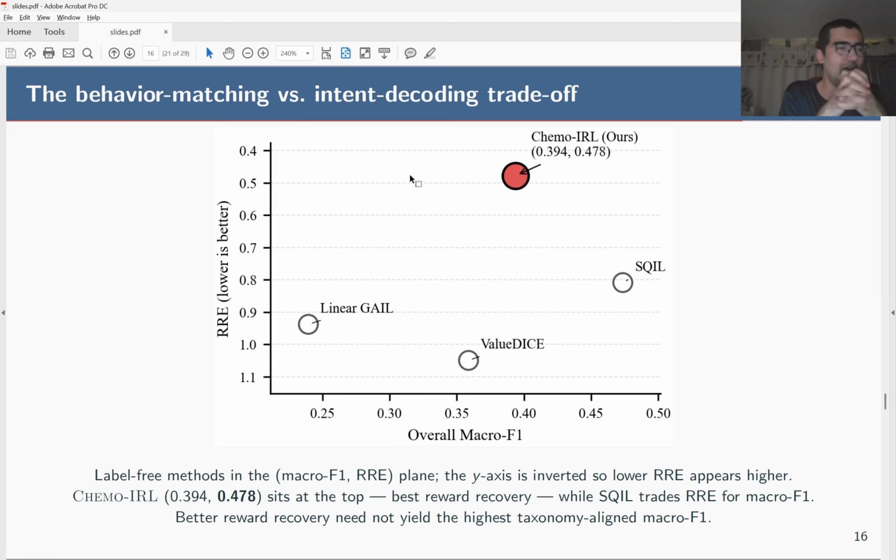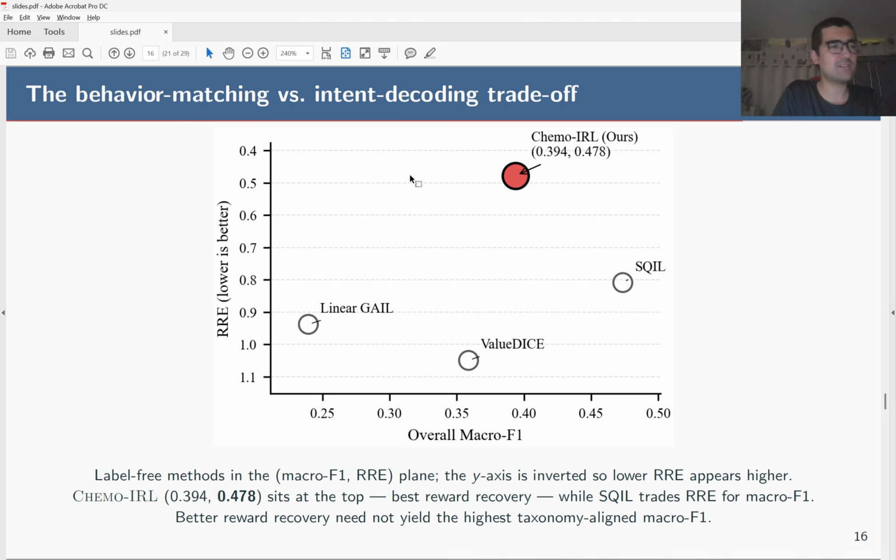And our method, with 0.394 and 0.478, has the best reward recovery of the group. SQL sits over the right, with better macro F1, but it pays for it with substantially worse RRE.